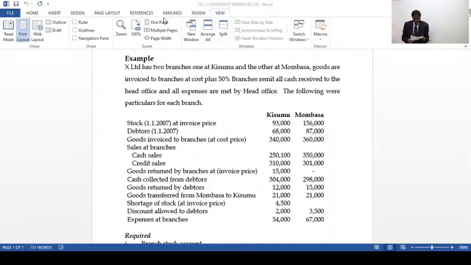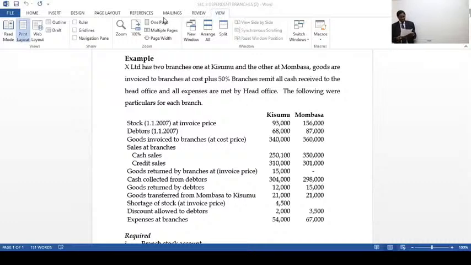You're given data on 1st January 2007. You're given goods invoiced to branches at cost price. You're given the cost price. You are given the sales at branch both by cash and on credit. Then you are given goods returned by branches. You are given the invoice price. You are given cash collected from debtors. You are given goods returned by debtors.